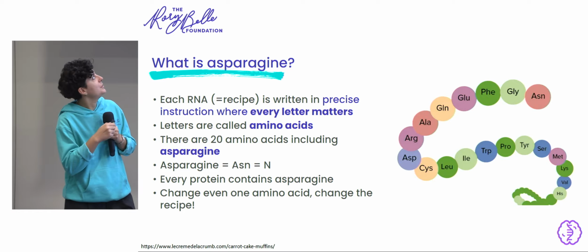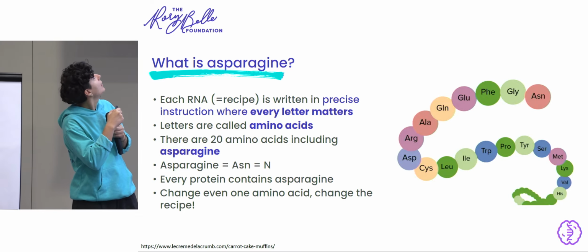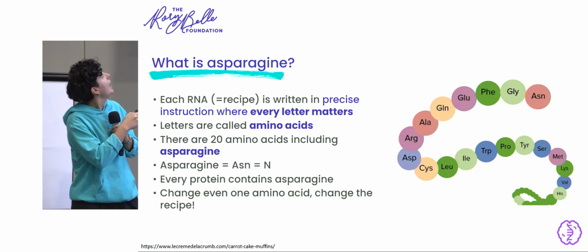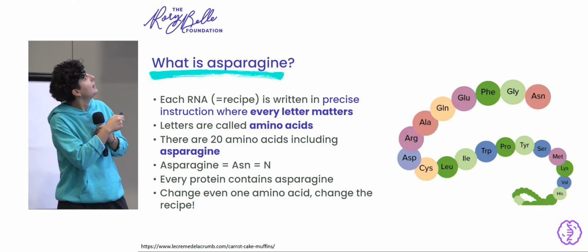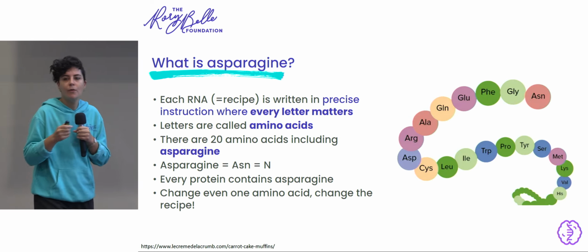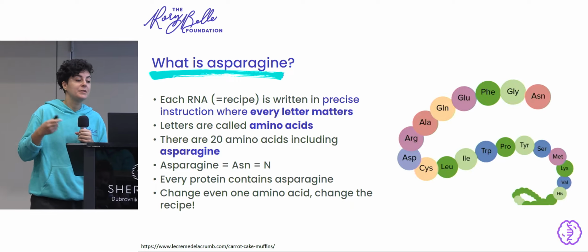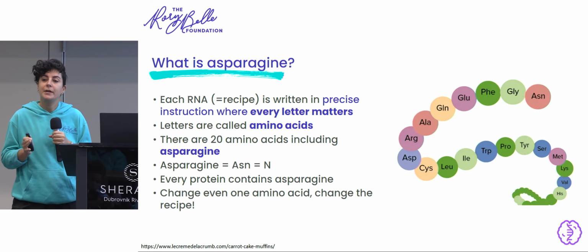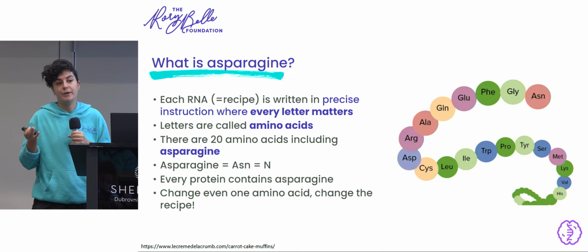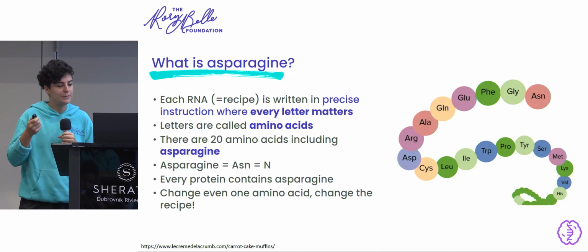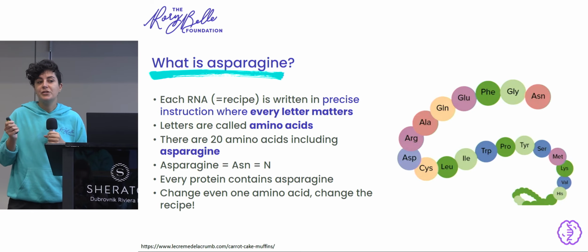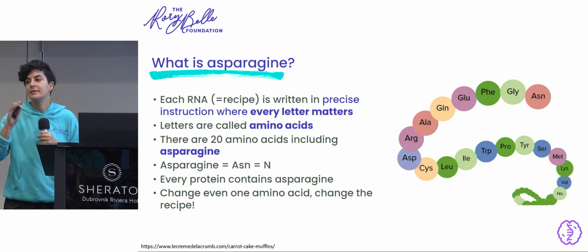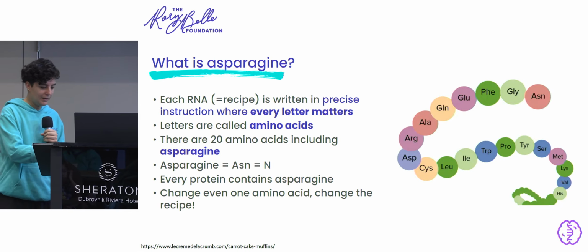You'll see asparagine right here. Asparagine, just like NARS1, has multiple names to make things easier: asparagine, ASN, or N, and you'll be hearing more about it because it's really specific to NARS1. Pretty much every protein in the body contains asparagine, which is why it's important to have NARS1. And if you change even one amino acid in the recipe, then you can change the entire recipe. I'll go over that.